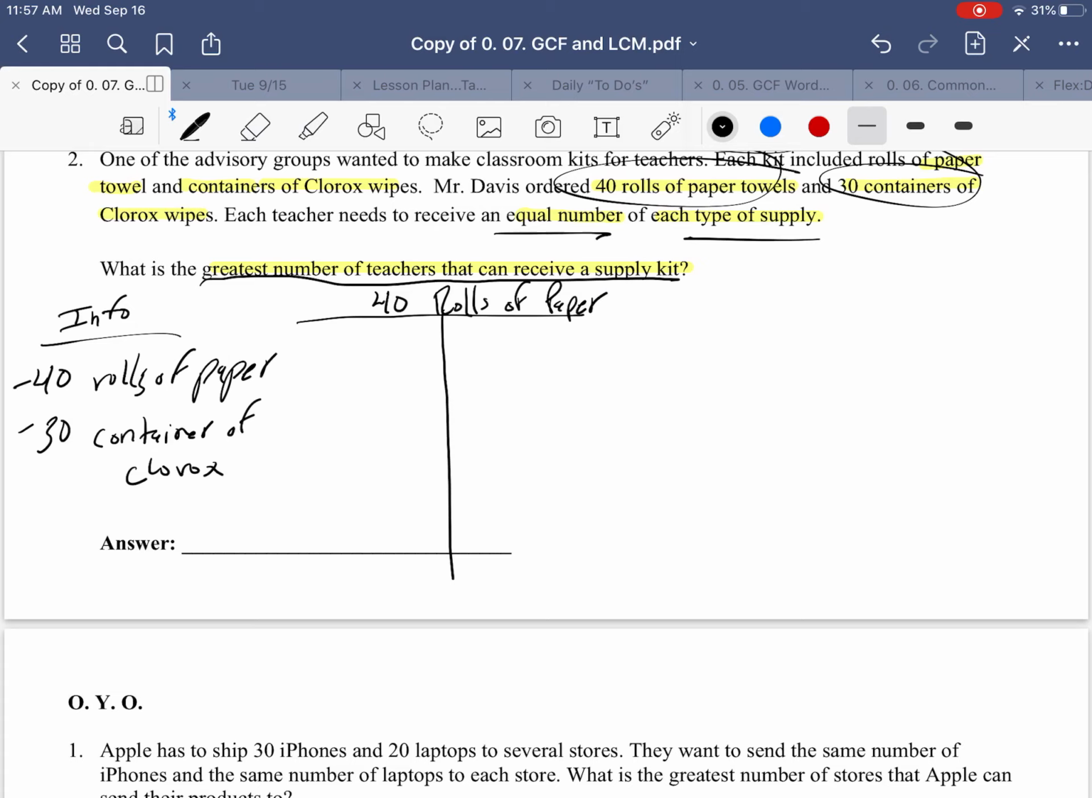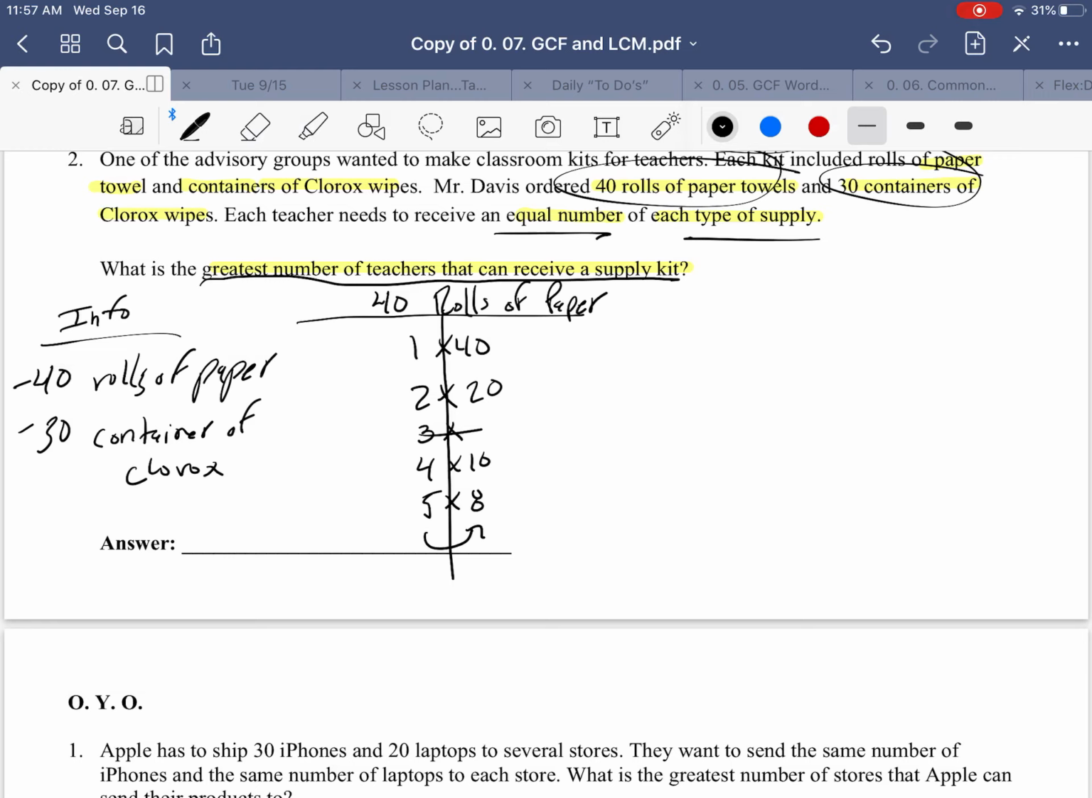And our factor pairs are 1 times 40, 2 times 20, 3, nope, 4 times 10, 5 times 8, and then the pattern repeats.